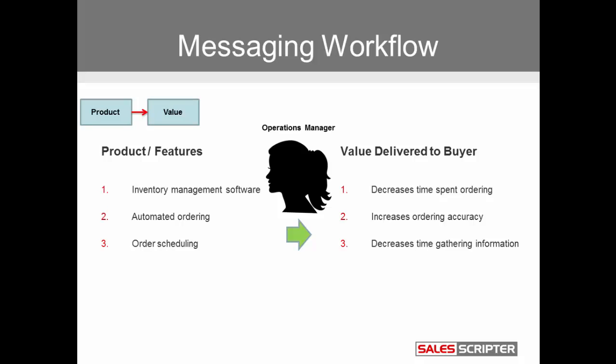So if we brainstorm and think, it can help them to decrease time spent ordering, help them to increase ordering accuracy, decrease time gathering information. Now, I want you to stop and realize that those are very specific to the operations manager. Think if we were going to sell these exact same products to a CFO. A CFO might not care about the amount of time spent ordering. They might care about ordering accuracy. That might be included. They might not care about the time it takes to gather information. They might care more about costs and whatnot.